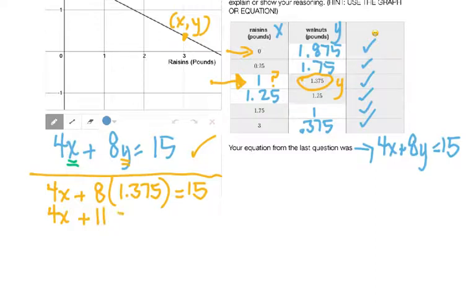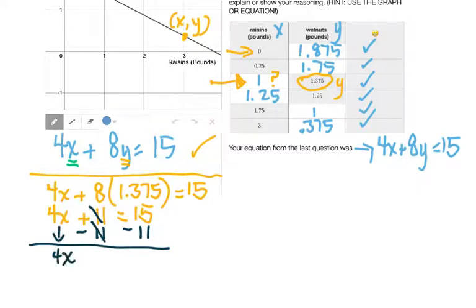I got 11, and now I still know that it's equal to 15. I'm going to continue, again, solving equations. Remember, we did this in lesson 8-9. I'm going to subtract 11 from both sides. And when I do that, 11 goes away. I'm going to bring down the 4X, and 4X is equal to 4.